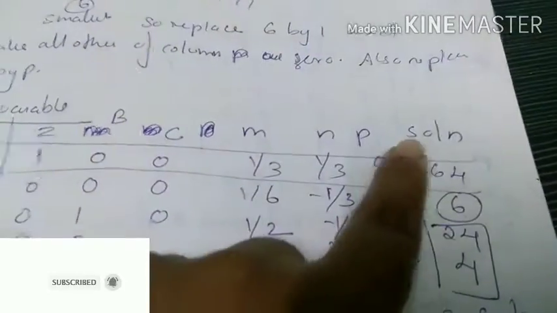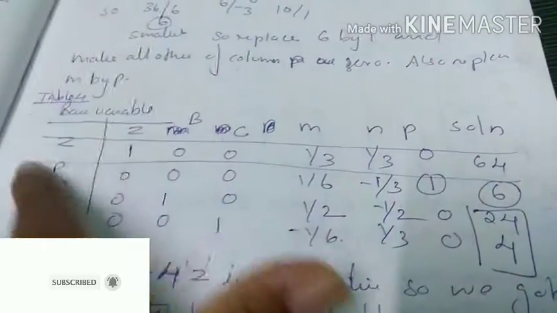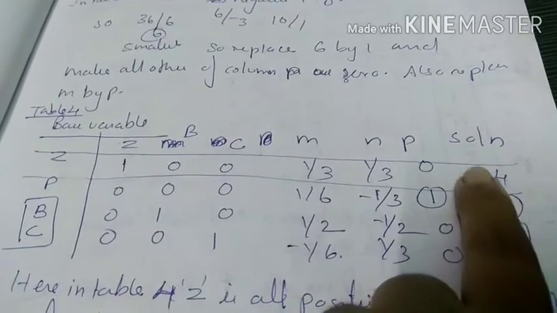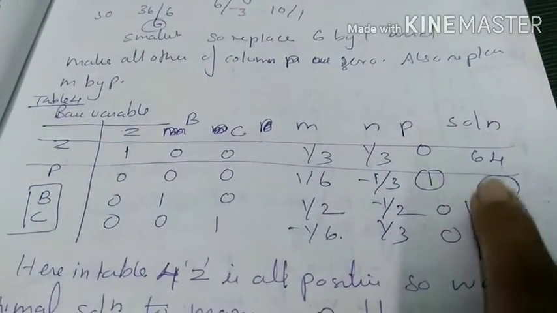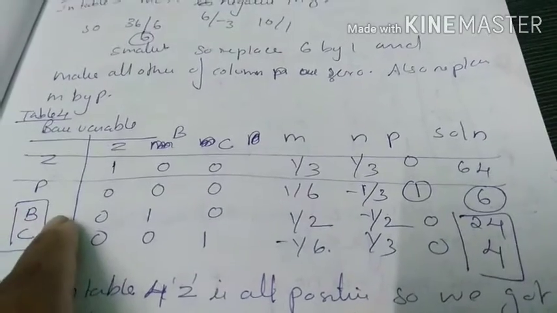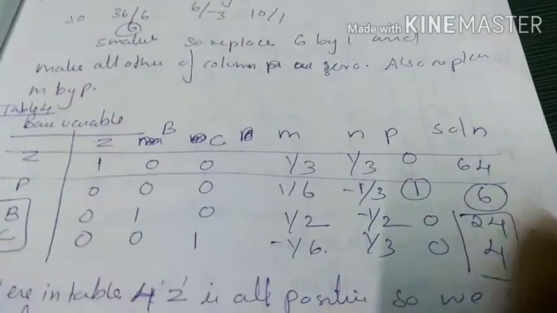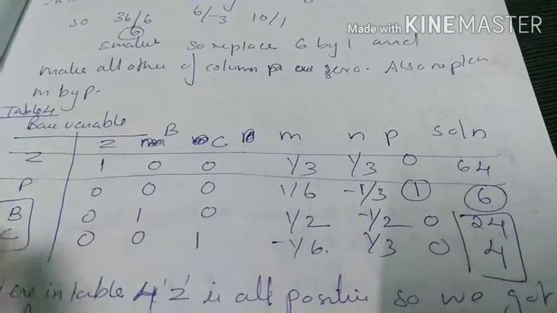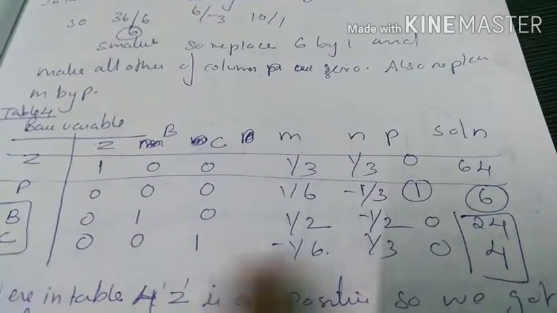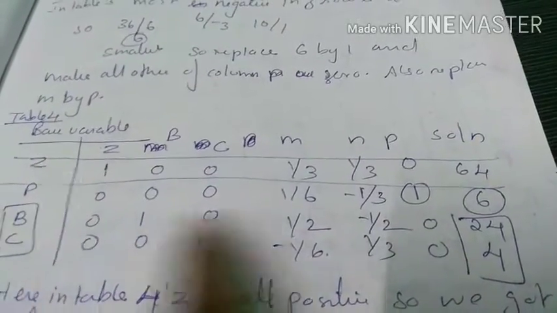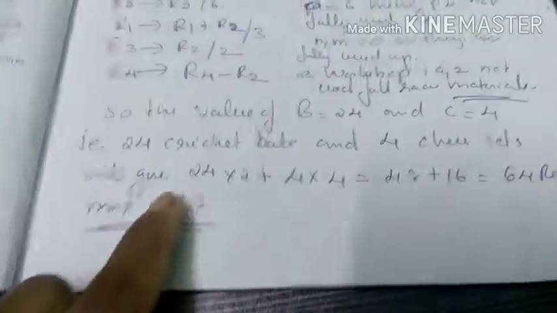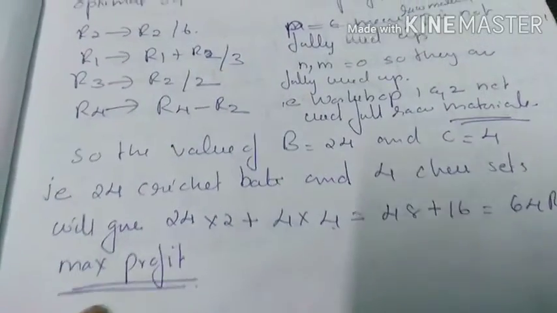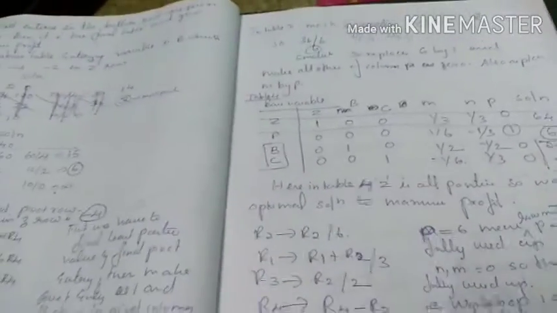Here we can see the value of P is 6, that is, 6 is left behind, and 64 is the maximum profit. 24 is the number of units produced for B, and 4 is the number of units produced for C. So 24B plus 4C gives 64. That's what we saw here: 24 into 2 plus 4 into 4 gives 64 rupees, the maximum profit. So this is very simple.